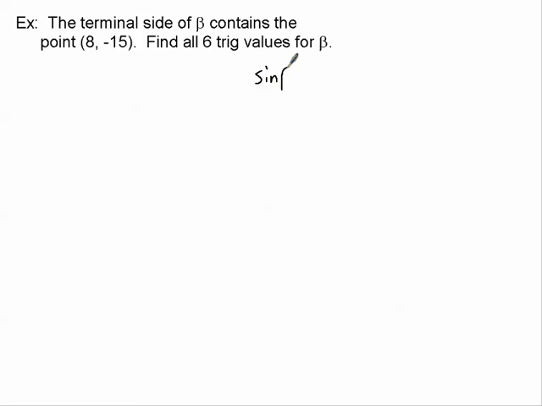I need to find sine of beta, cosine of beta, tangent of beta, and their reciprocals. I like to write them all in the same exact order every single time. It helps me to remember which ones are reciprocals of which ones. So I need to find all those. Unfortunately, I didn't even get any of these 6 this time.